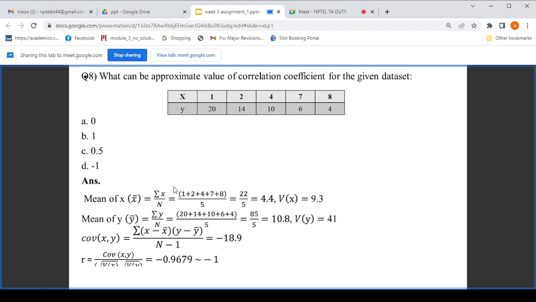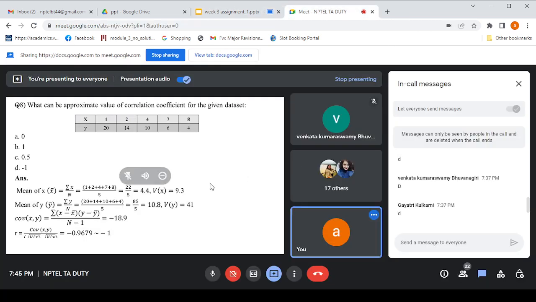Okay, so the mean of x comes as 4.4, whereas the mean of y comes as 10.8. So now the variance of x we also calculated, that comes at 9.3, and variance of y is calculated as 41. So please, only one member, tell me what is the formula of variance. Anyone? Variance formula?